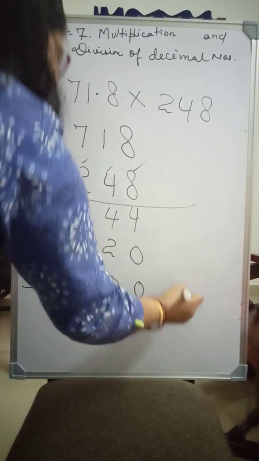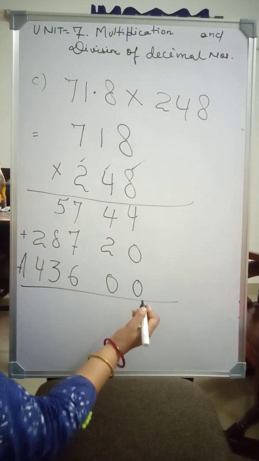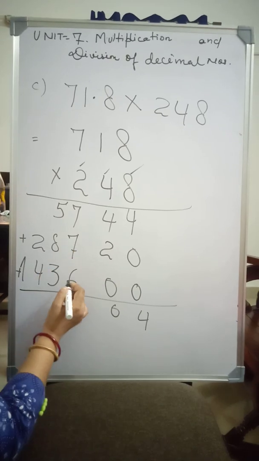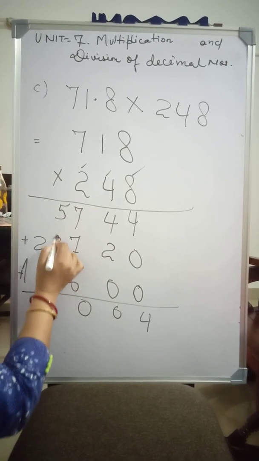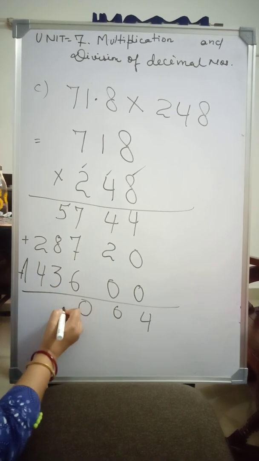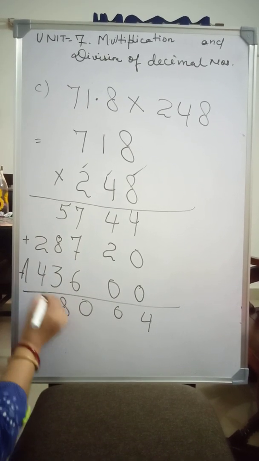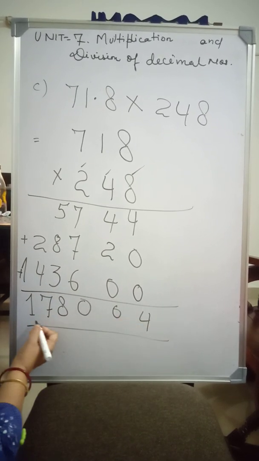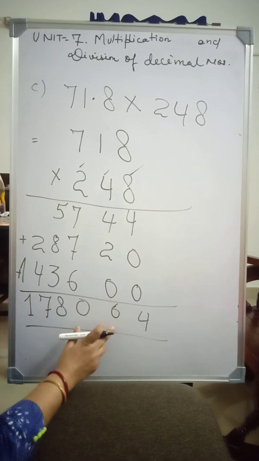So now the product: 4 plus 0 plus 0 is 4. 4 plus 2, 6. 7 plus 7, 14 plus 6, 20. 0, 2 carry over. 8 plus 2, 10. 10 plus 5, 15 plus 3, 18, 8. 1 carry over. 4 plus 2, 6 plus 1, 7 and then 1. So here the product is 178,064. This is the product.